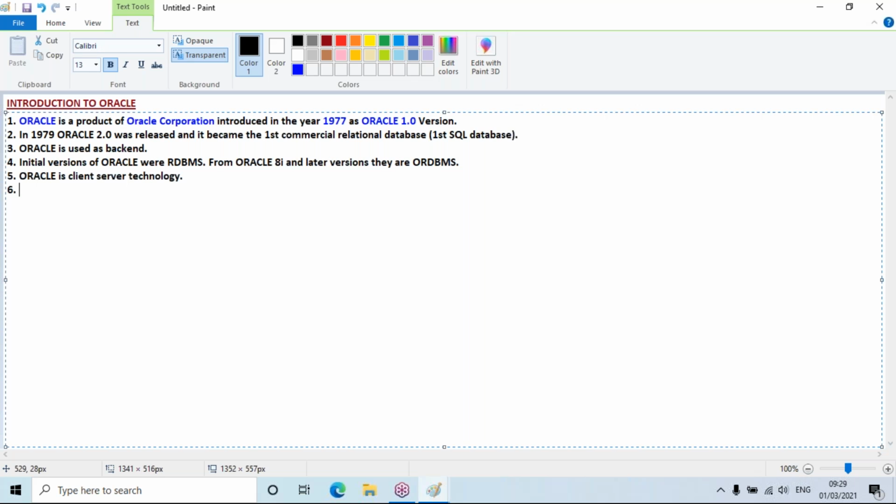You might have heard about Red Hat. There is something called Fedora, Slackware, Debian, SUSE, and Ubuntu. Like this, we have how many? 500 plus flavors. So whichever flavor you have, you can install your Oracle software on that particular operating system.